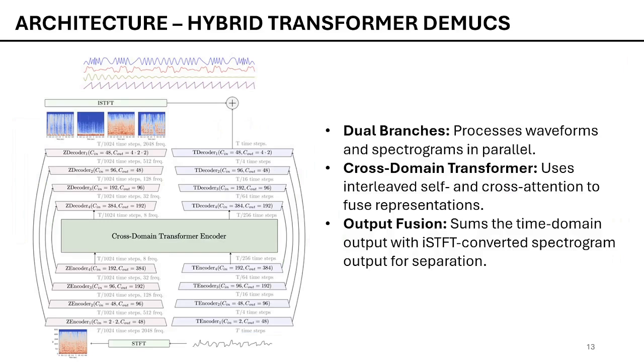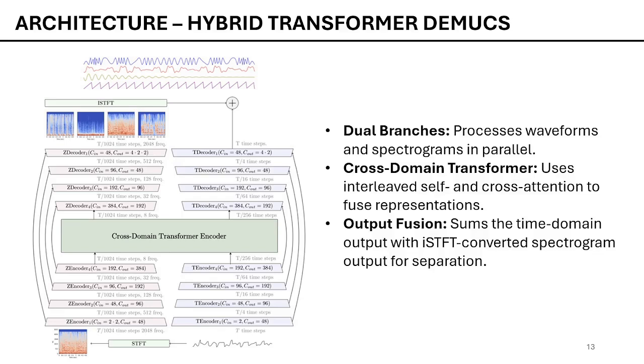Next, hybrid transformer DMUX is an evaluation of the hybrid DMUX model for audio source separation. This model also has a time domain unit that operates directly on the waveform and a spectrogram domain unit that operates on the short time Fourier transform magnitude of the complex spectrum. There is no change in the encoder and decoder blocks.